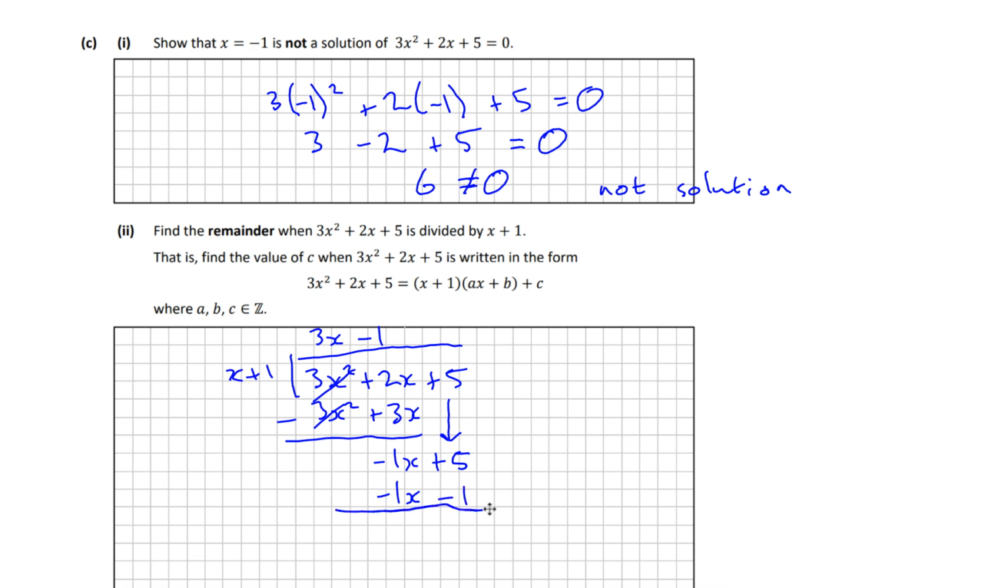Okay, now I'm going to subtract again. Minus 1x minus minus 1x, they cancel. And be careful here, you've got 5 minus negative 1, that is 5 plus 1, which is 6. So there we go. We have 3x squared plus 2x plus 5 can be written as x plus 1 times the top here, 3x minus 1, plus c, which is our remainder down here, plus 6. That's the most straightforward way. And that's the end of the question.